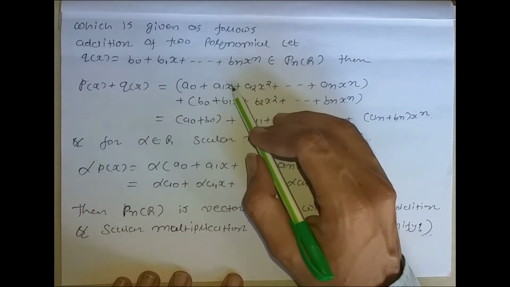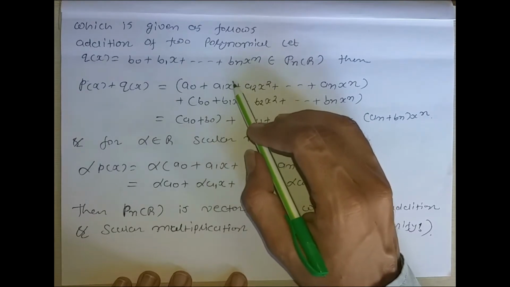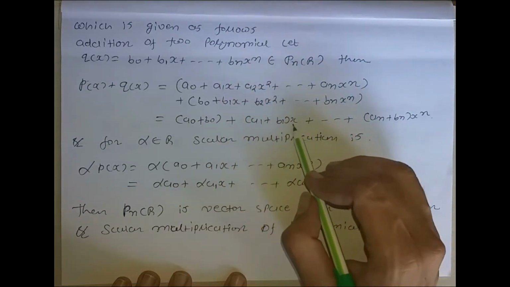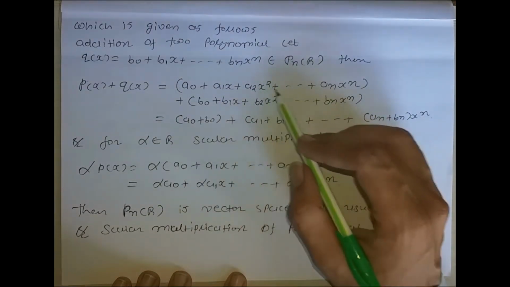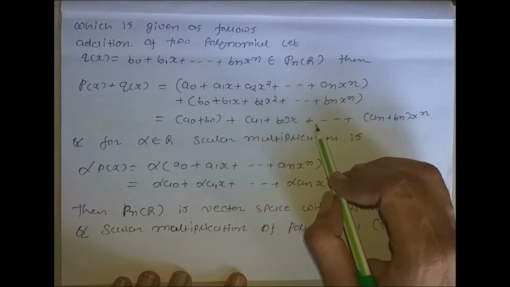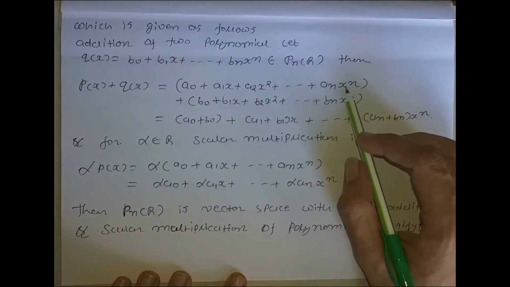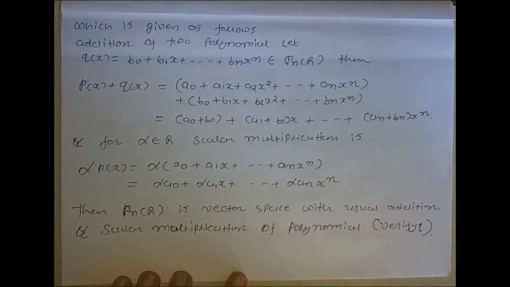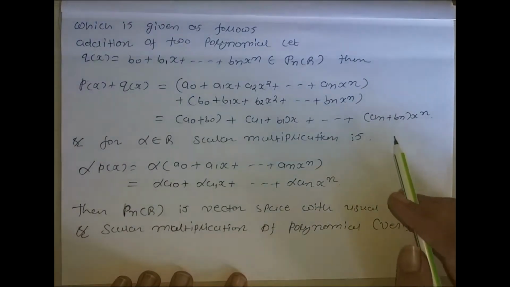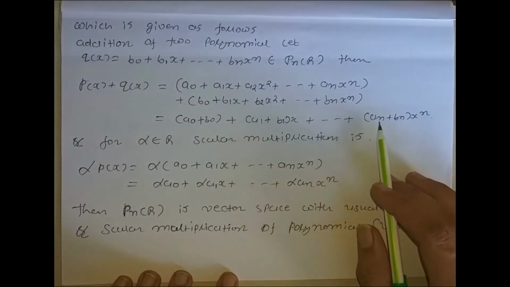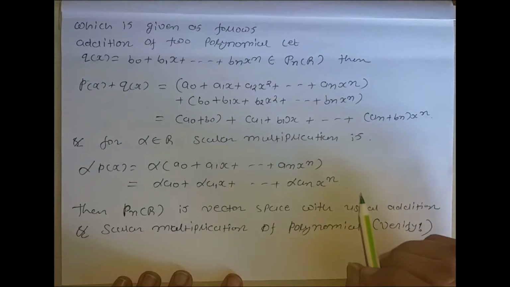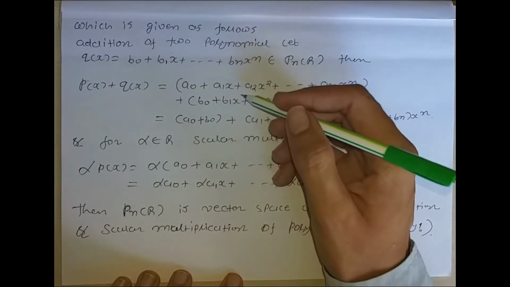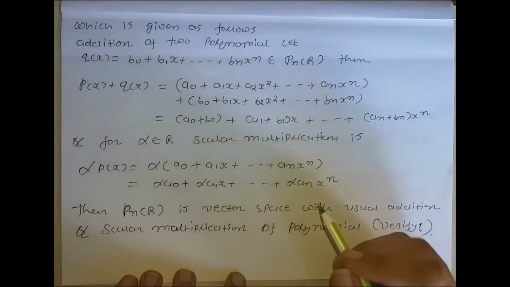Now the coefficient of power 1, that is, the coefficient of x, is a1 + b1. Now consider the coefficient of x²; this is a2 + b2. Similarly, for xⁿ, this is an + bn. So this is the usual addition of two polynomials. This is nothing but the sum of the coefficients of corresponding powers of x.